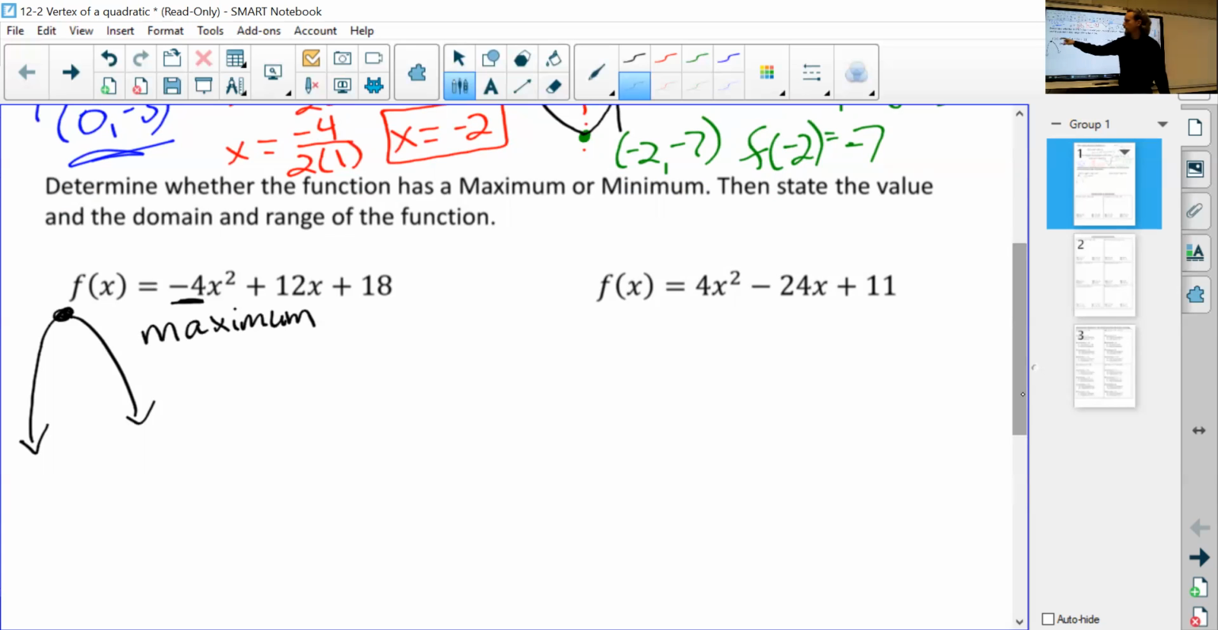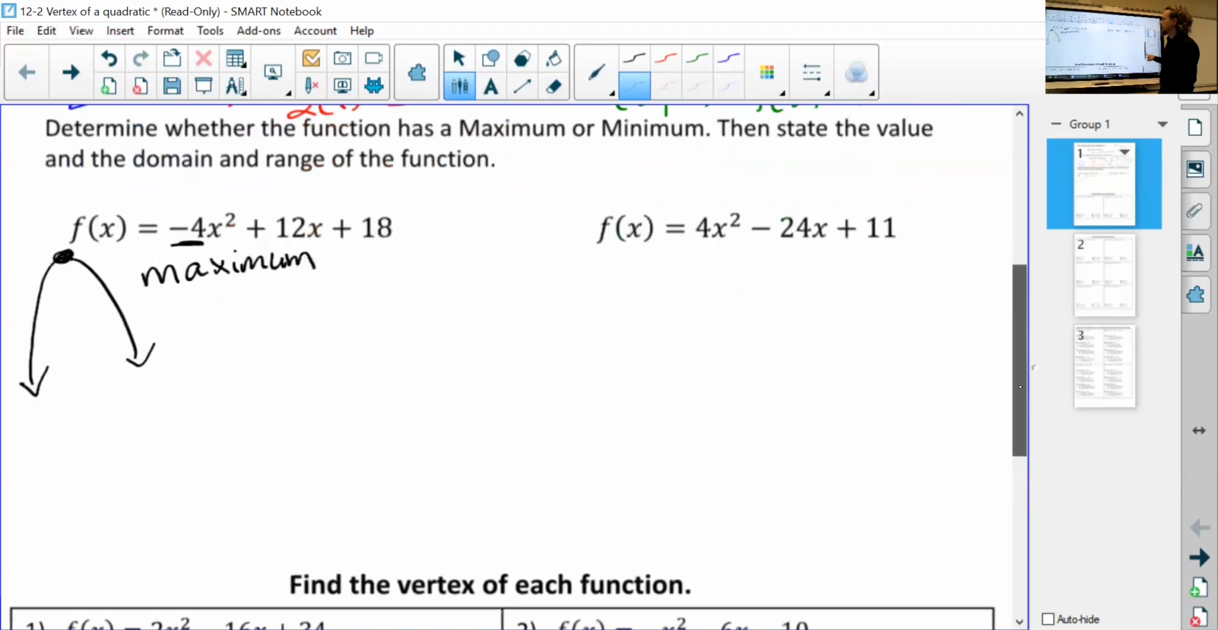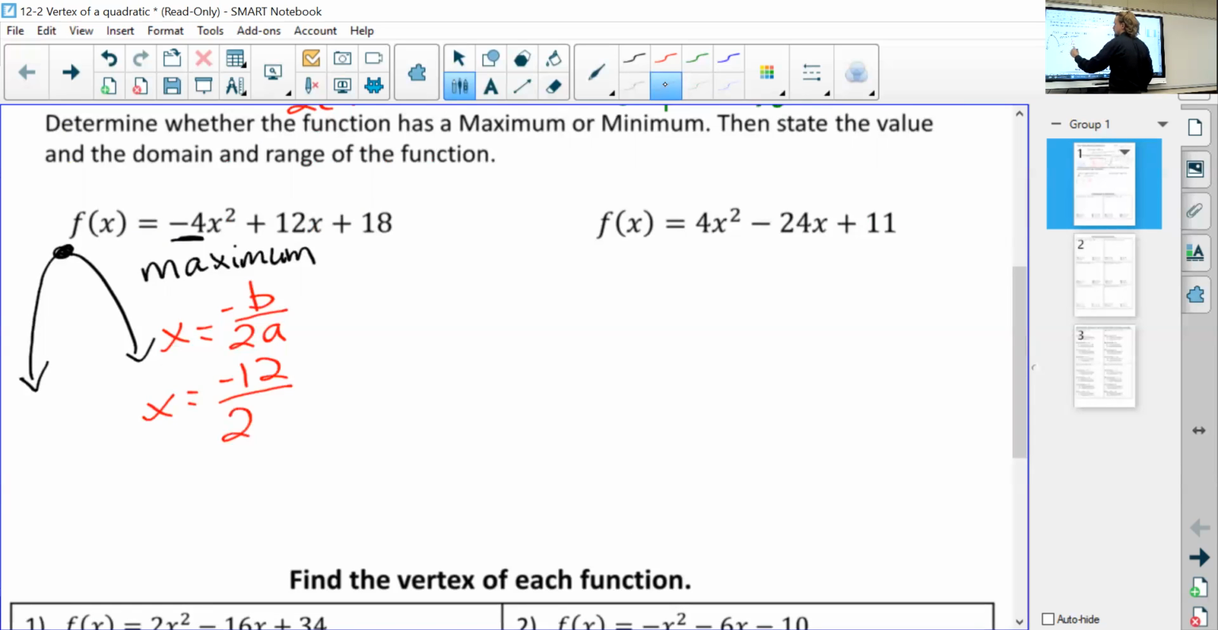So I need to know what is my vertex. So then I'm back to what I did here. I need to know what's my axis of symmetry, and then what is the y value at that point. So we can say, same as before, x equals negative b over 2a. So in this case, we would have negative 12 divided by 2 times negative 4.